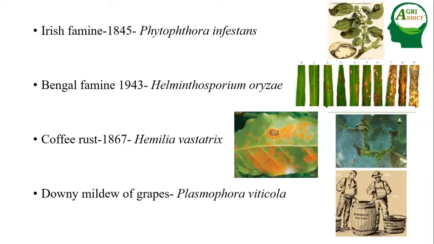And there was a death of 1 million people, and around 1.5 billion people migrated to Canada and US. So this late blight of potato is caused by Phytophthora infestans. And this was given by Anton de Bary, whom we call the father or founder of plant pathology. He is the main scientist who told that it is actually Phytophthora infestans which is causing the late blight of potato. And the second most important famine is the Bengal famine, which took place in India.